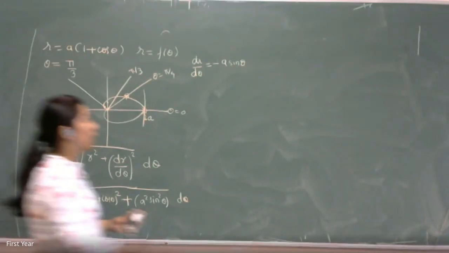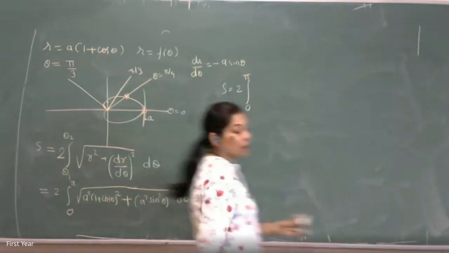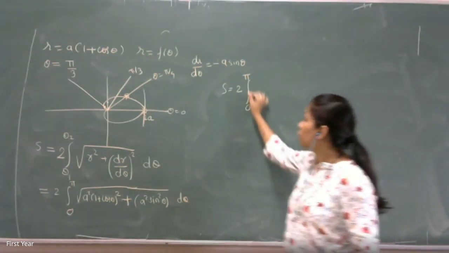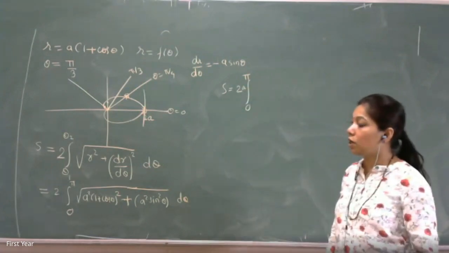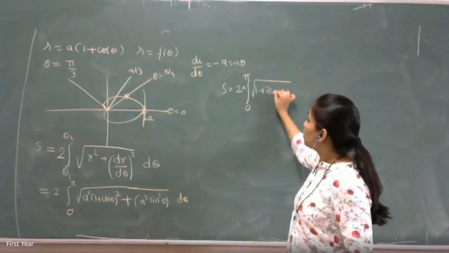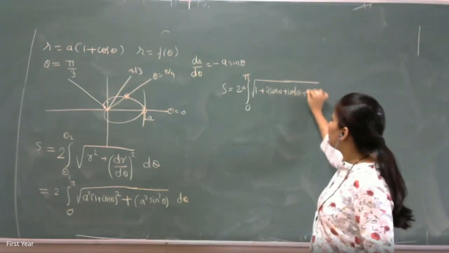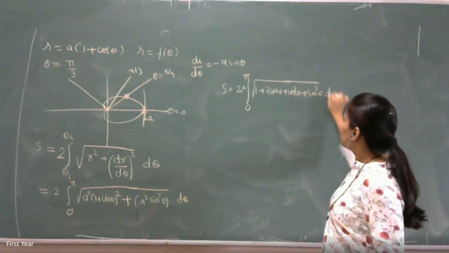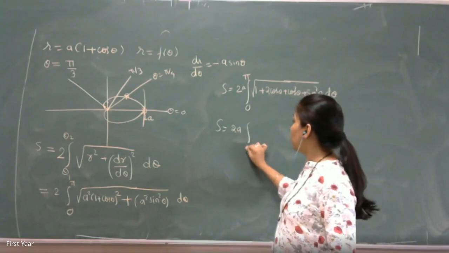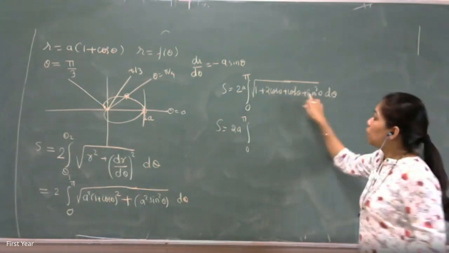So do that. S is equal to therefore 2 times integration 0 to pi. What is this expansion? a square will come out, it will become a. Square root of a square is a. Inside the square root you have 1 plus 2 cos theta plus cos square theta plus sin square theta d theta. Is it okay? So that will become S is equal to 2a from 0 to pi. Cos square plus sin square is 1. 1 plus 1 is 2.